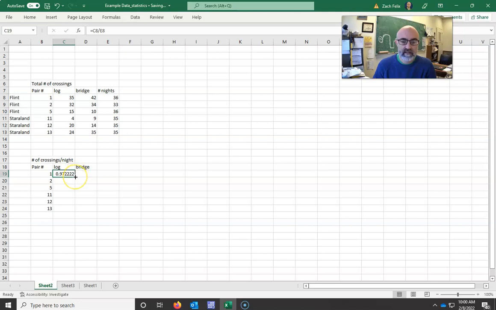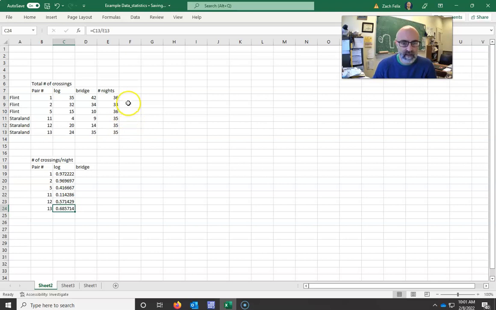Now, if I take this cell and I copy it down, then Excel does all the calculations for us, right? We can pick number pair 12 here. If I click up here, the numerator is the total number of crossings for log 12, divided by the total number of nights that it ran. Okay, that makes sense.